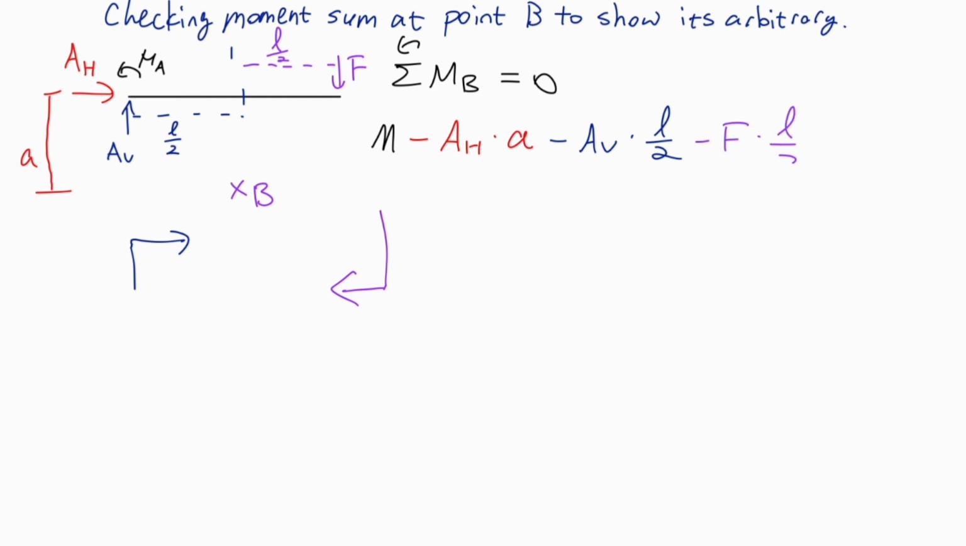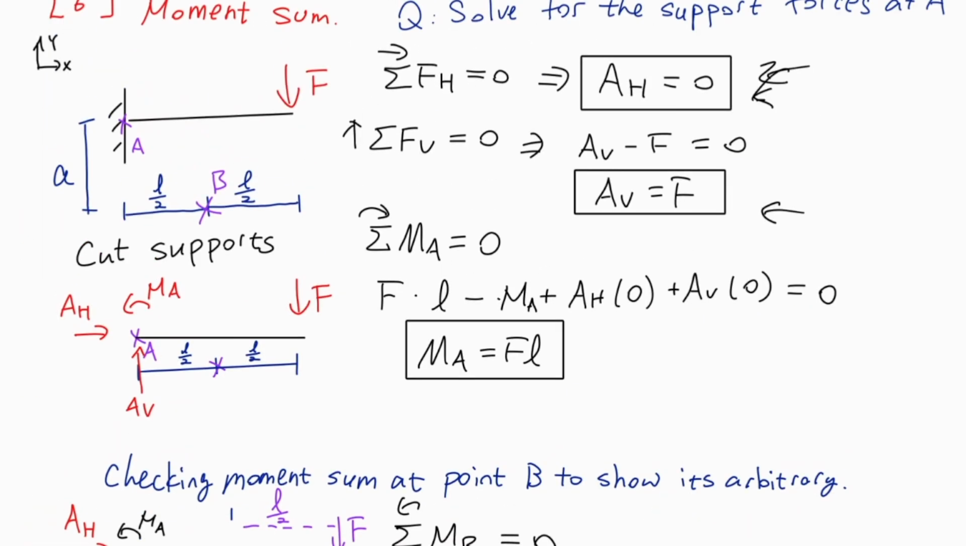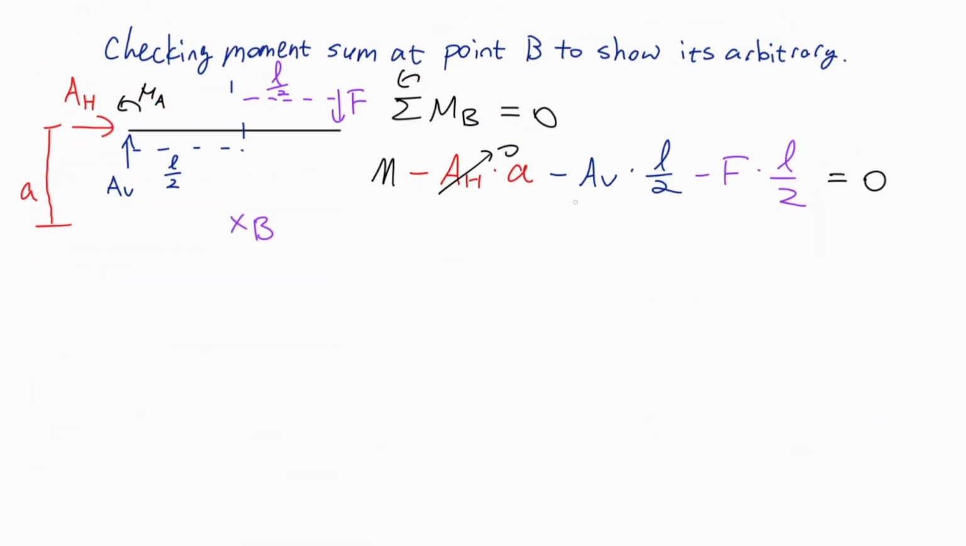Okay, this sum has to be 0. Okay, AH, as I said earlier, was 0, just from our force sum up here. AV times L half is not 0, so we have to include these terms. Now, M was F times L, right? Minus AV's magnitude, which was F times L half, minus F times L half. So this must be 0, right? This term clearly is equal to 0, right?